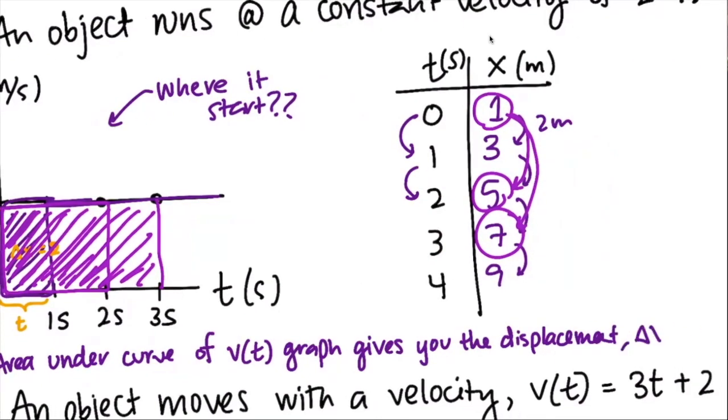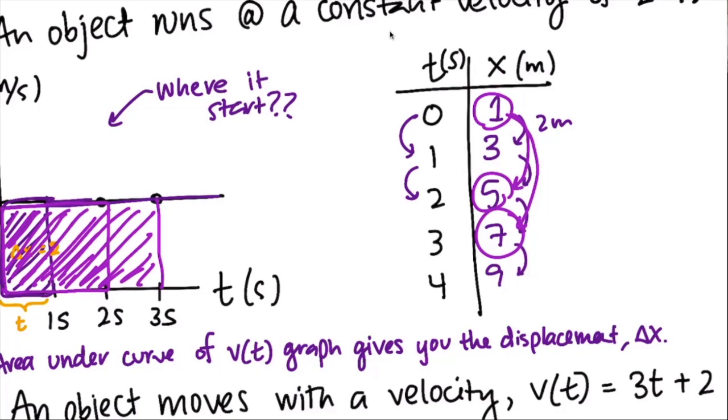Displacement being like delta x. Did it give you the actual position of the object? No. You still needed to know where the object started. We needed to know that it started up here at x equals 1 to be able to know that it's traveled this much displacement, and therefore where is it now? So this is really just a clever way of using the area under the curve.